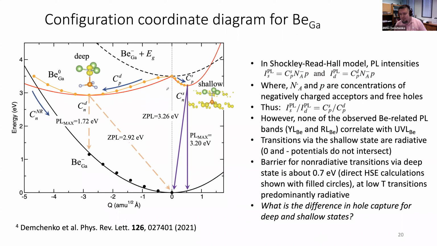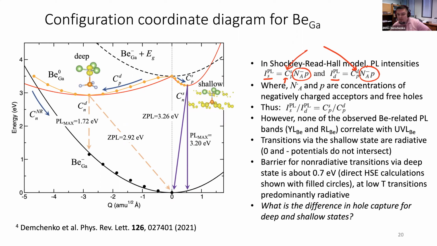Two more most important slides. The Shockley-Read-Hall model for PL intensity by recombination: PL intensity is equal to the capture coefficient C times the number of available negative acceptors to capture the hole times the number of available holes. So for these two states, shallow and deep, I have exactly the same formula for PL intensity from the deep state and the shallow state. And I have the same number of acceptors and the same number of holes. The only thing that's different here is the capture coefficients of the holes by these two states. In other words, what's the cross section? What's the likelihood of the hole to be captured?